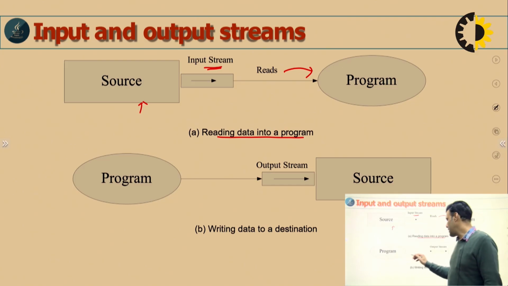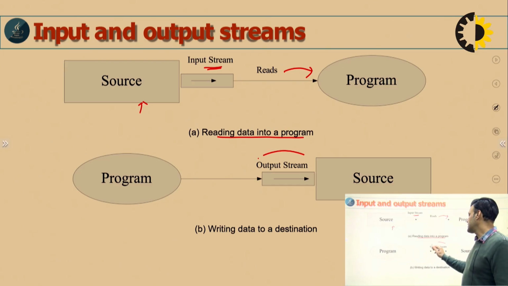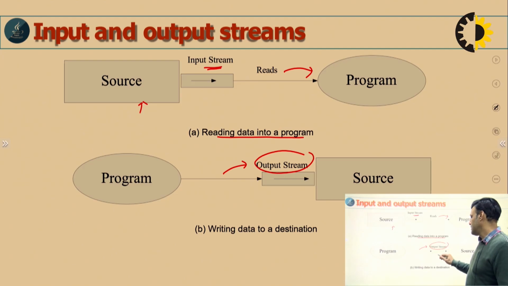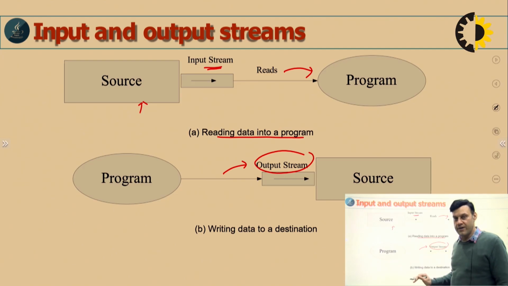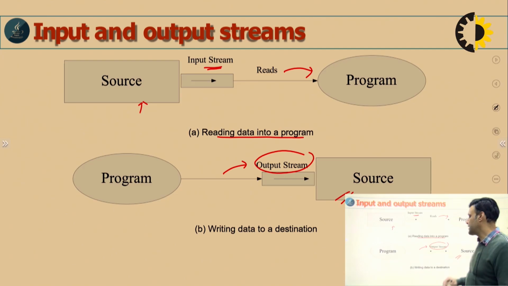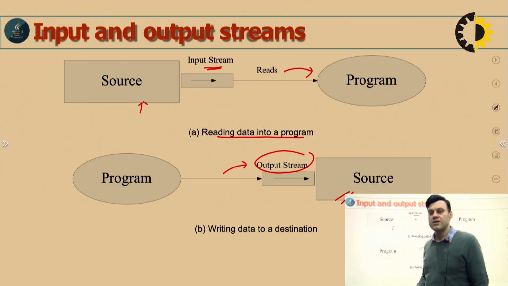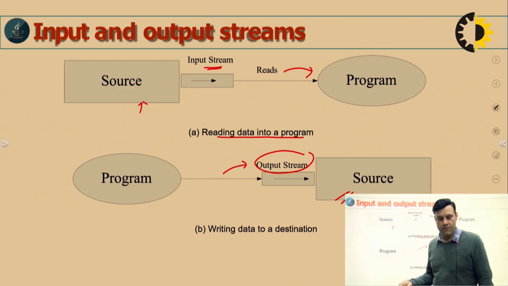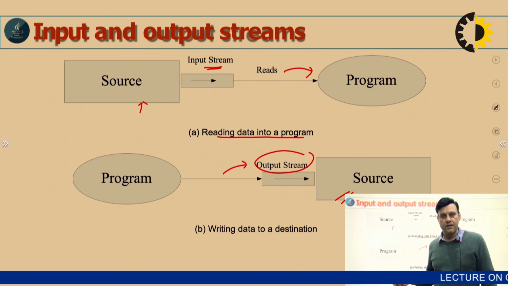So we have a program, and this program will generate some output. That output stream will work as an interface and give that output to a particular destination, as we have seen in the previous diagram. Output may go to a memory, a printer, or any file.